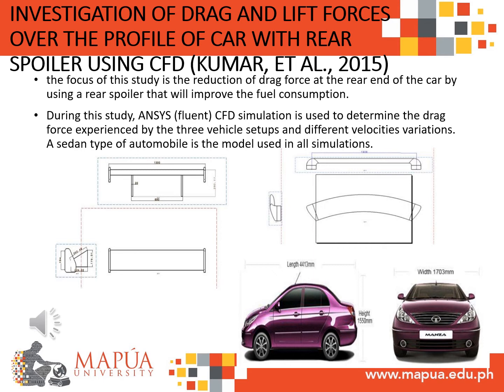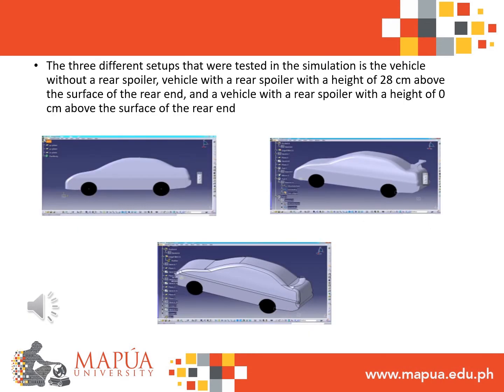A sedan type of automobile is the model used in all simulations. The figure shown from left to right shows the rear spoiler dimensions from the first setup, the rear spoiler dimensions from the second setup, and the generic car model dimensions. The three different setups tested in the simulation are the vehicle without a rear spoiler, a vehicle with a rear spoiler with a height of 28 cm above the surface of the rear end, and a vehicle with a rear spoiler with a height of 0 cm above the surface of the rear end.